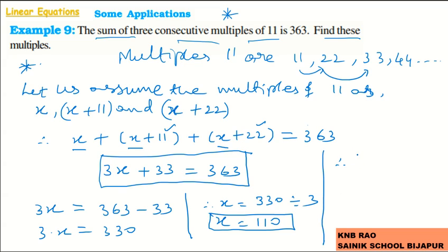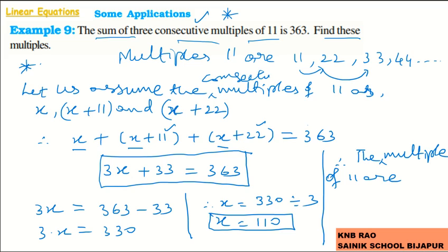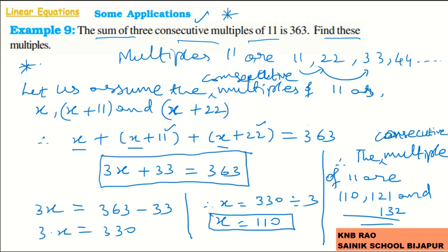Now therefore the multiples of 11 are, let us mention the consecutive multiples, why? Because here it says consecutive. The consecutive multiples of 11 are 110, 11 more than that, 121, and 11 more than 121 is 132. They are added up to give 363.